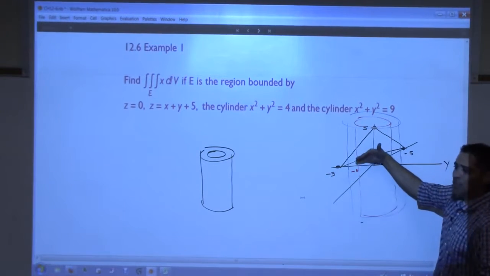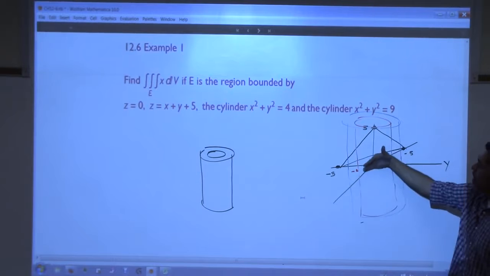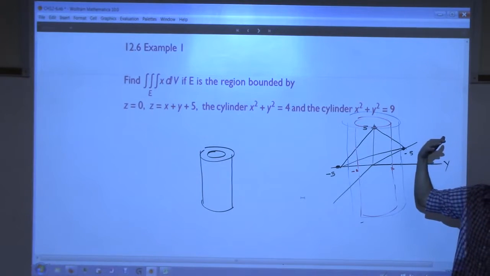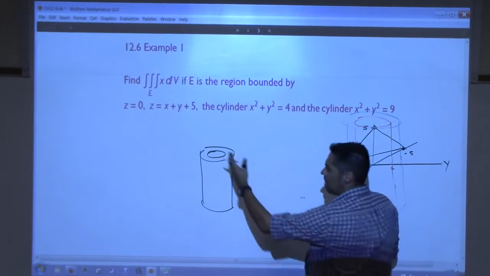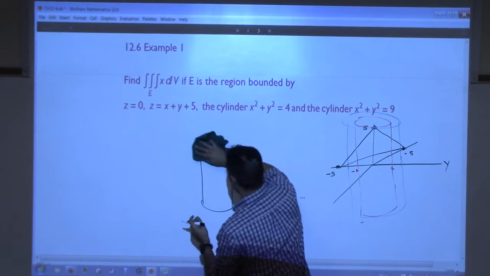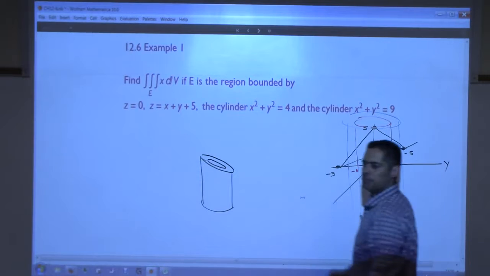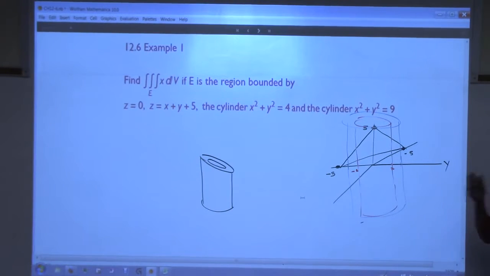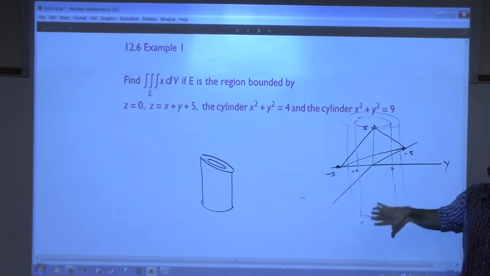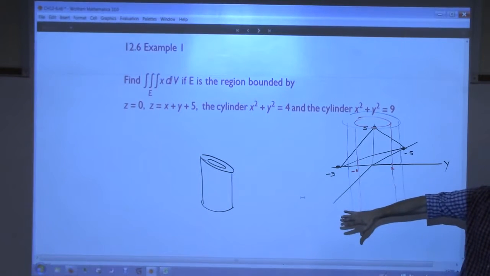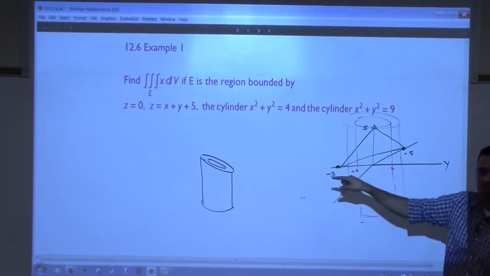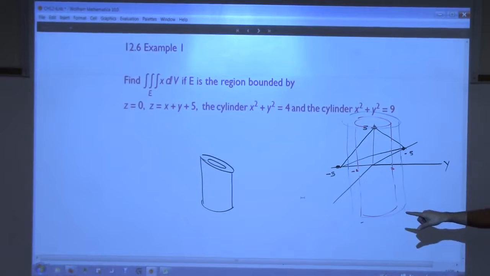But the plane is going to slice through this thing, isn't it? It's going to come through at some angle and cut through this. And when it does, it's going to look more like this now, right? The bottom of it is actually the xy plane, so it's just flat on the bottom. That's the region of integration.